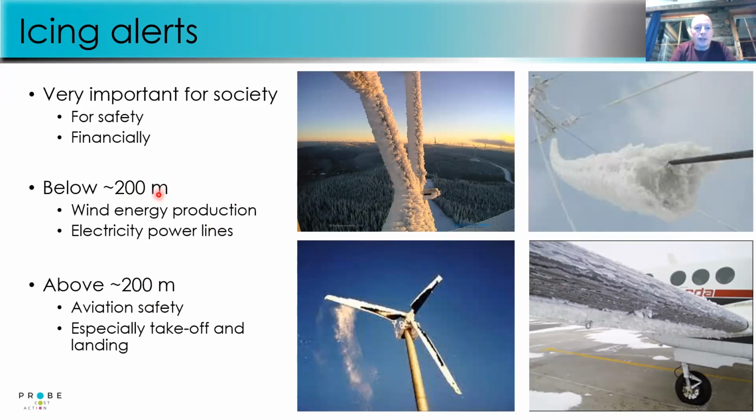If we think about the sort of heights, normally I would have said below 200 meters or even 100 meters for wind energy production or electricity power lines. But we know now that for wind energy, even 200 meters might not be enough in the future. And the reason we think about aviation safety above 200 meters is that the decision about whether to land or not is normally taken at the decision height, which is a little bit above that. But also if you're in a holding pattern above an airport, you tend to be flying quite low, and again, you're going to be in the boundary layer.